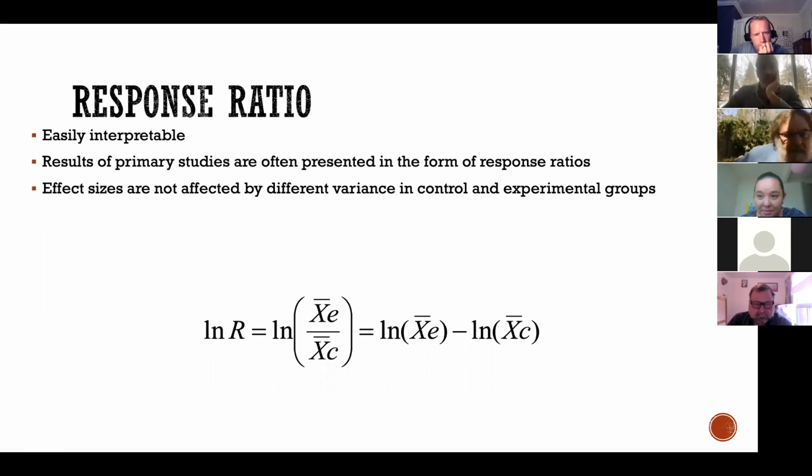Response ratio is very similar. You have the mean effect of an experiment, mean effect of a control, and you're just taking the natural log of the experiment divided by the control. So it gives you this ratio of response.